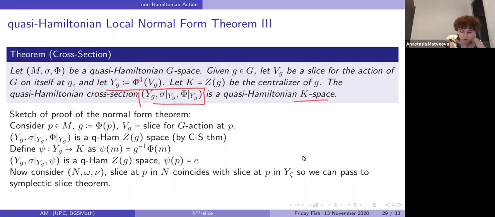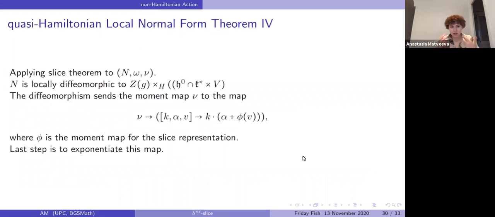So I won't go into details of the proof here, but to prove the quasi-Hamiltonian local normal form theorem, what happens is that we first restrict to the cross-section, we look at it, and then we can apply that idea of taking the logarithm and going into the Hamiltonian space. So we'll get the moment map for the Hamiltonian case, and the last step will be to exponentiate it again. So yeah, this is basically it.